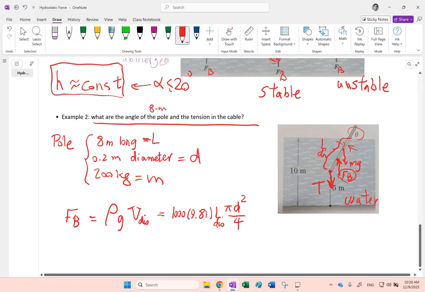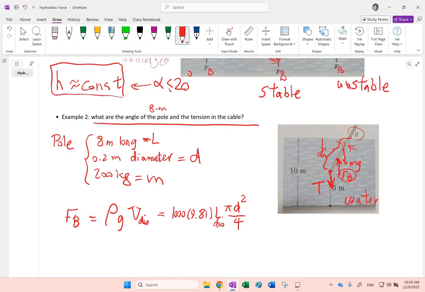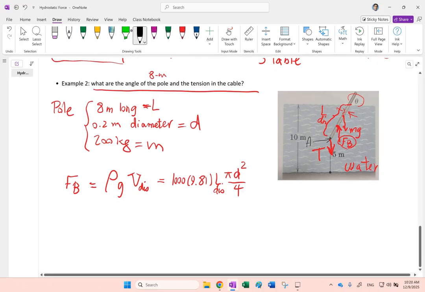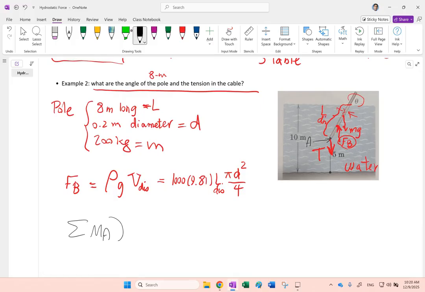But if I take moment about this bottom point where it's attached to the cable, that can help me. Call this point A. This is a static object, so I can take the sum of the moments about A and set it equal to 0, right? So in this case, what do you have? This distance from here to here is half of the length, so that is 4 meters. And this distance is also 4 meters, right?